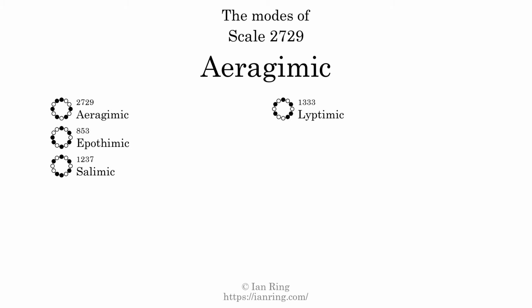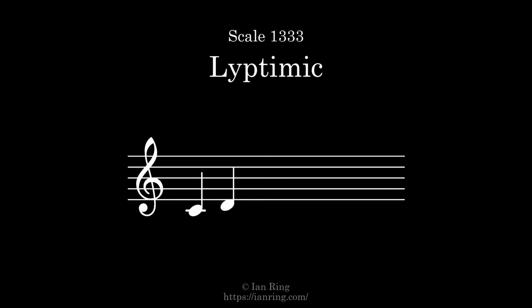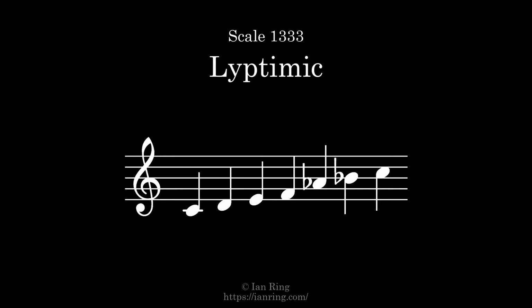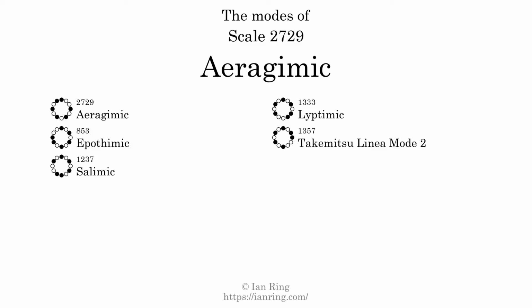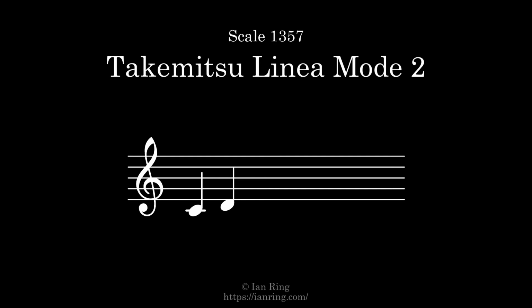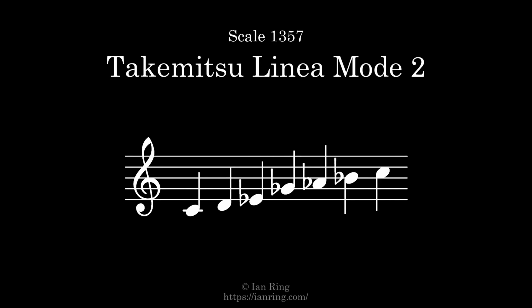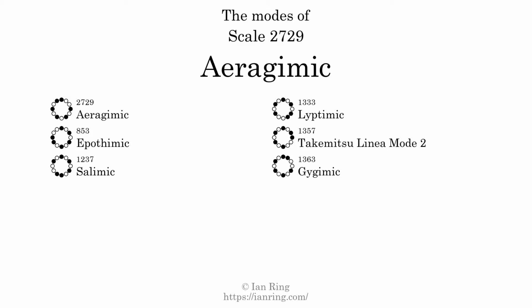The fourth mode is scale 1333, also known as lipthymic. It sounds like this. The fifth mode is scale 1357, also known as Taukamitsu linear mode 2. It sounds like this. The sixth and last mode is scale 1363, also known as Aeragimic. It sounds like this.